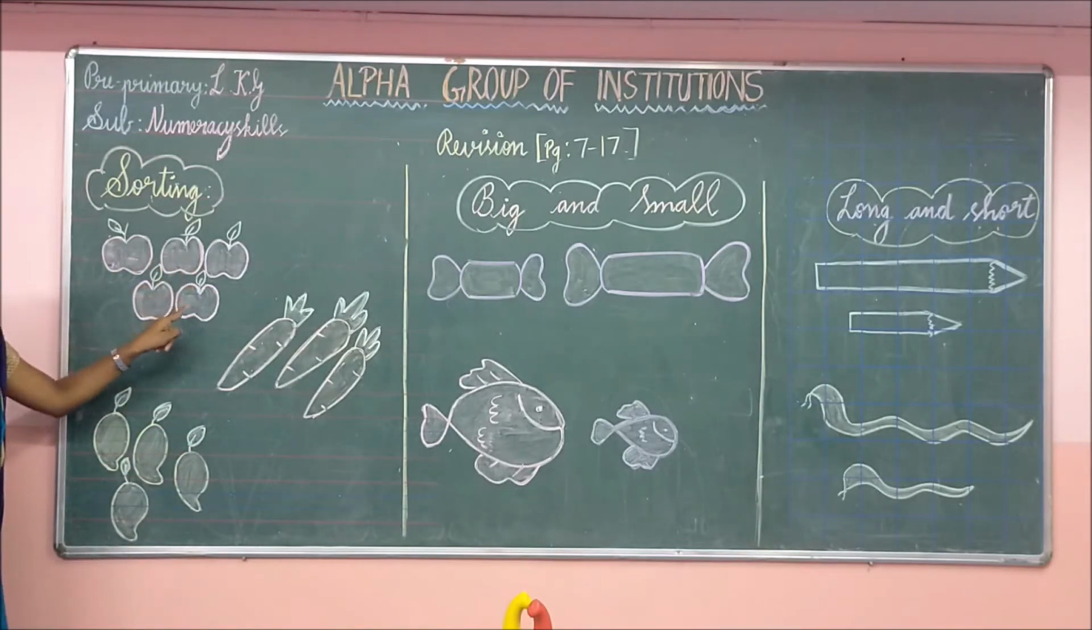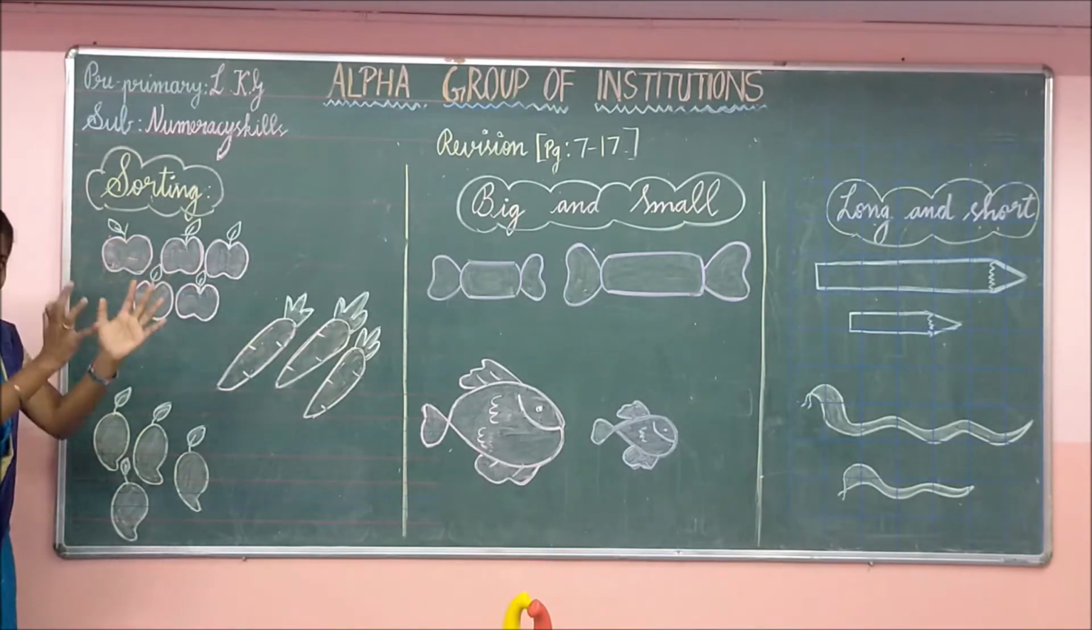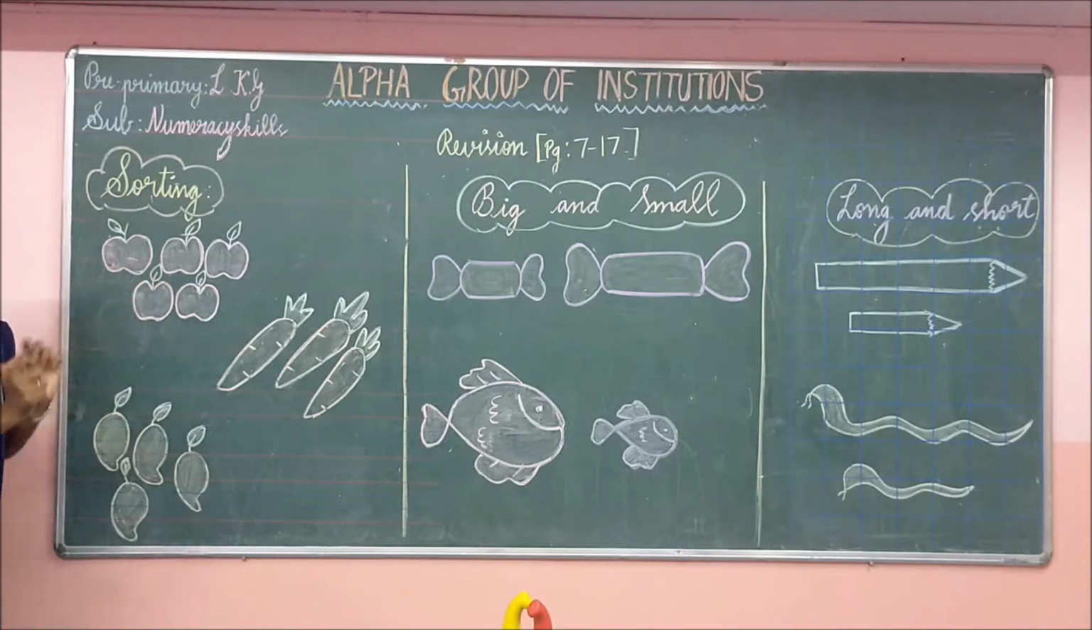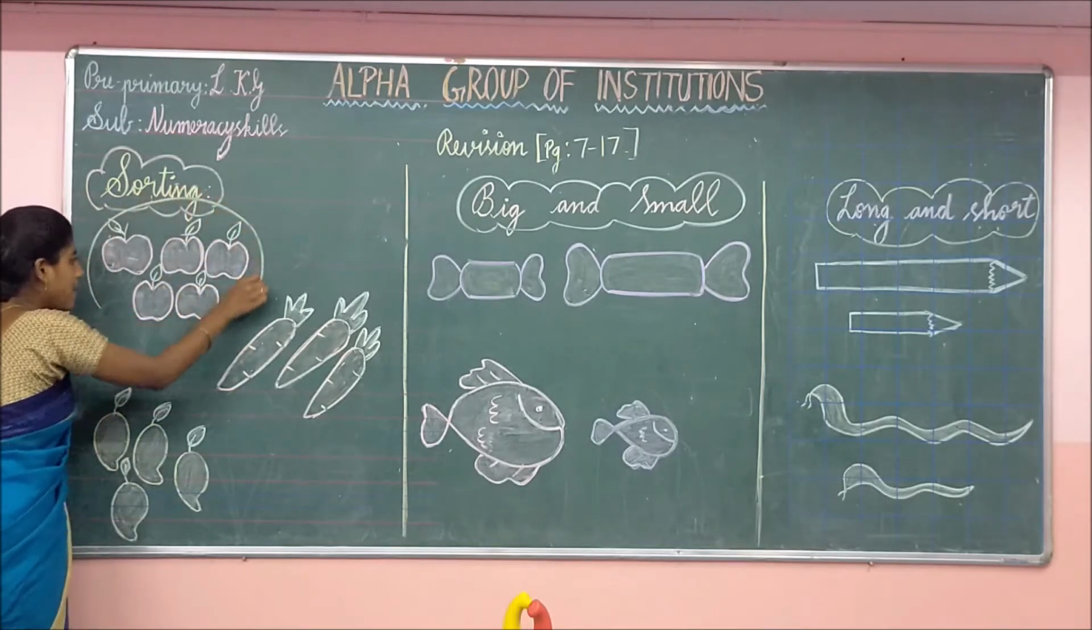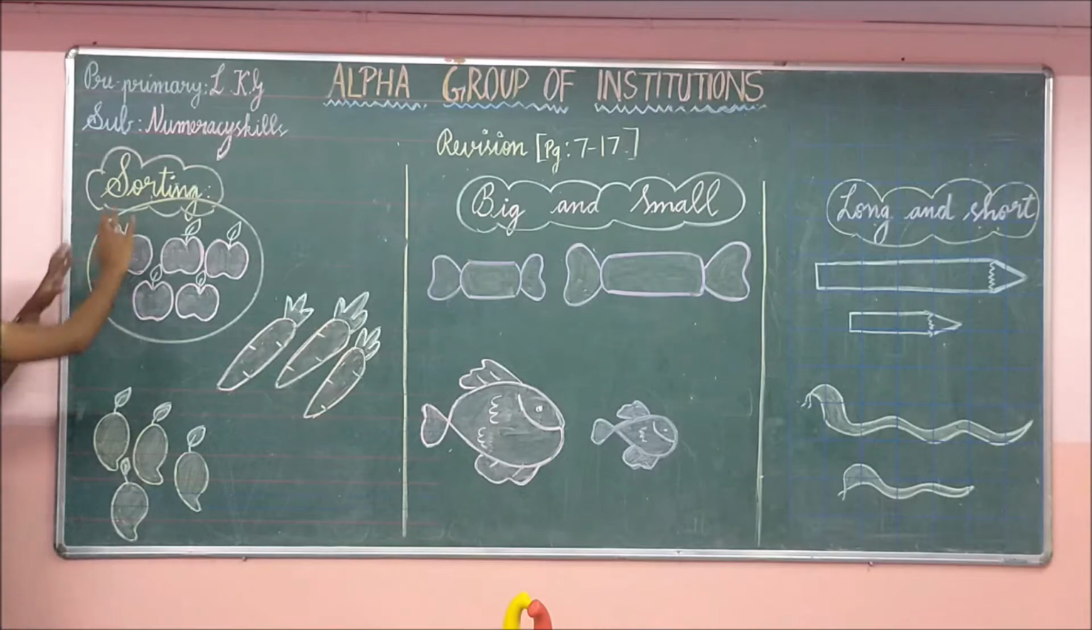Here we have 5 apples. These 5 apples are in one set or one group. That is called sorting. Grouping is called sorting. Now shall we sort these apples in one group? The apples are in one group.